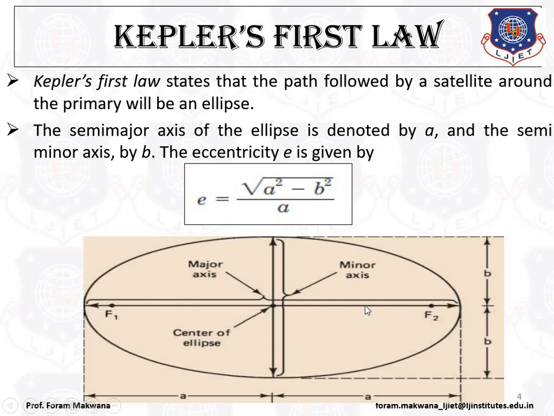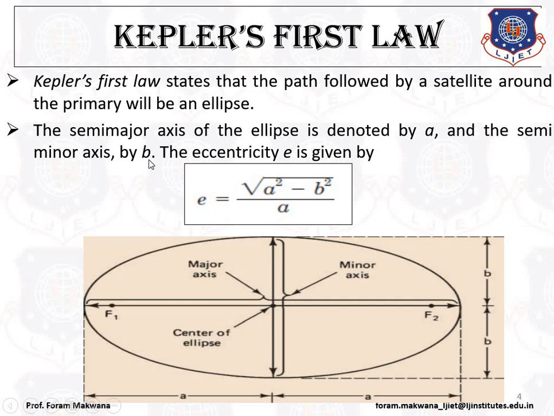The whole distance is called the major axis. Okay? And the line which is perpendicular to the major axis is known as the minor axis. So this whole line is called minor axis. Then half of the line is called semi-minor axis. It is represented by a small b.